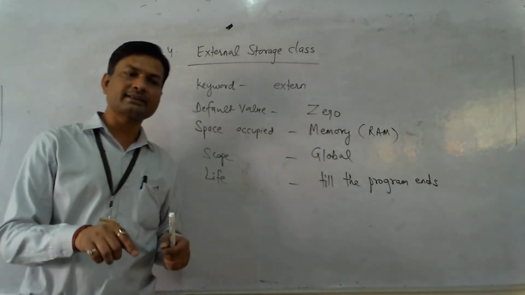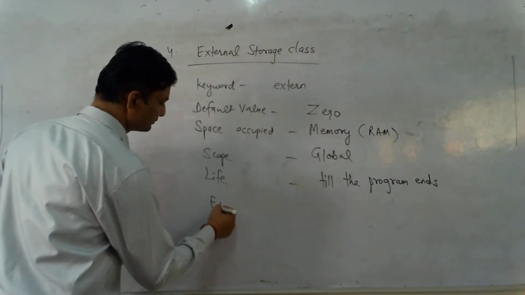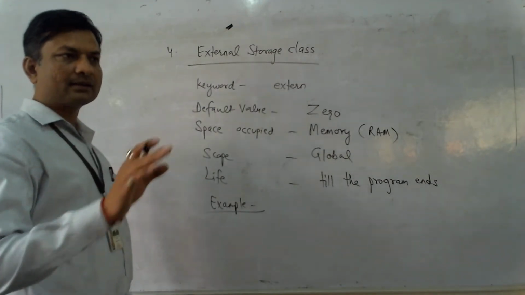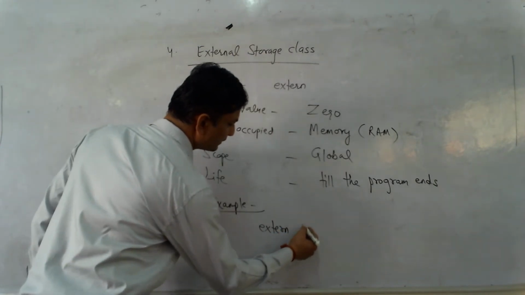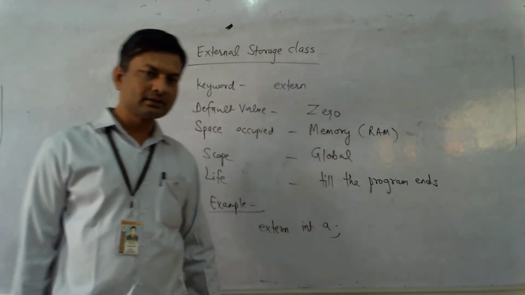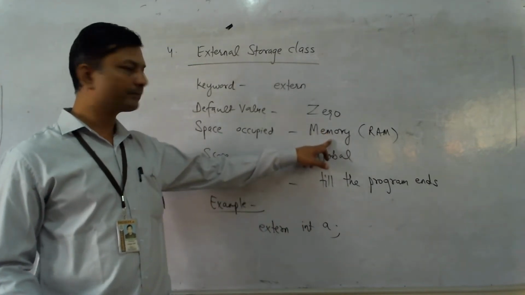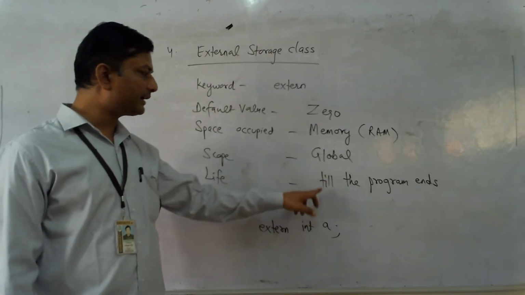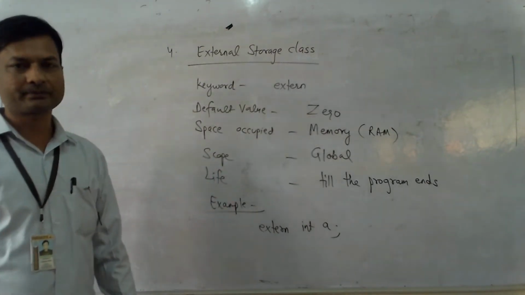Means the variable will exist till the whole program ends. Example, same as we have written in case of automatic, register and static storage class, we just have to write extern int a. In this case, a is a variable of data type int that will occupy 2 bytes in memory. Its default value is 0. Its scope is global and it will exist till the program ends. This is the explanation of this statement.